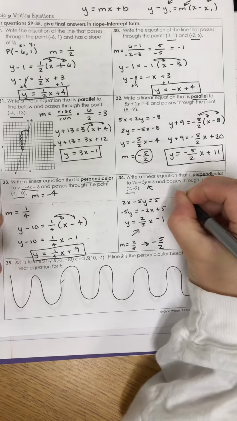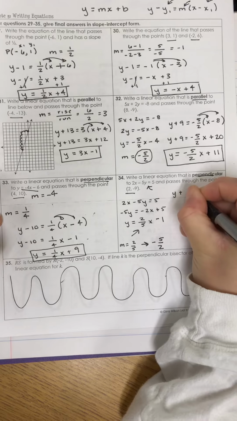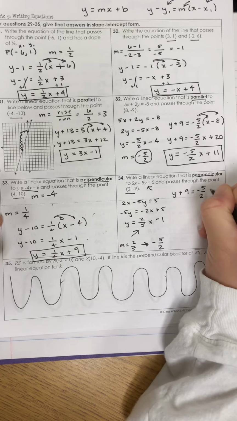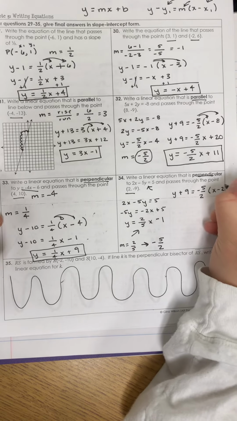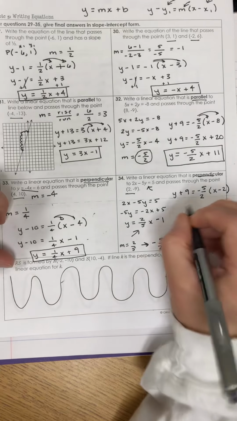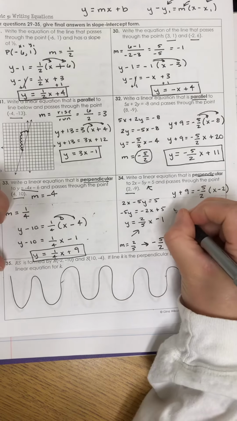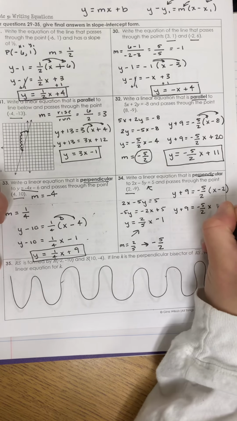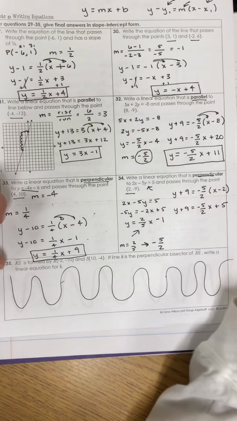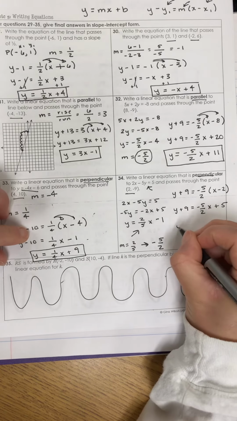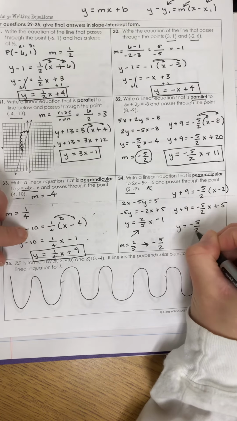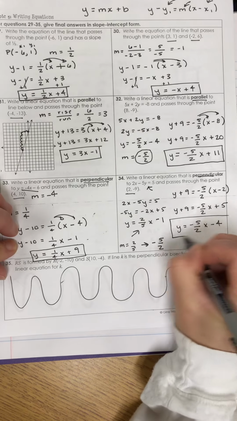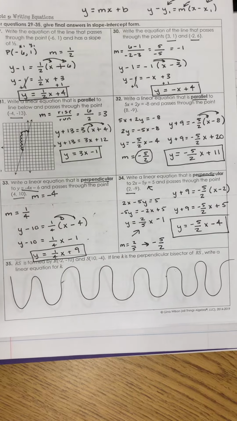So now let's use point slope, y minus a negative 9, so y plus 9 equals our slope of negative 5 over 2 times x minus 2. Distribute the negative 5 over 2, so y plus 9 equals negative 5 over 2 x plus 5. Subtract 9 from both sides, y equals negative 5 over 2 x minus 4. So now this is our final linear equation, and you're going to have to be able to identify what those linear equations are.